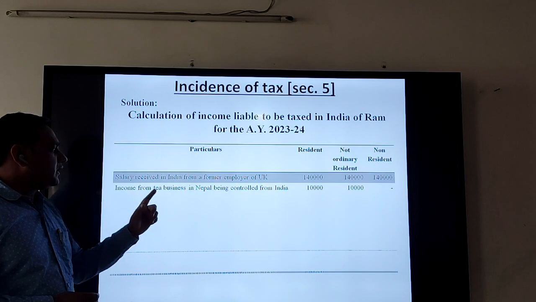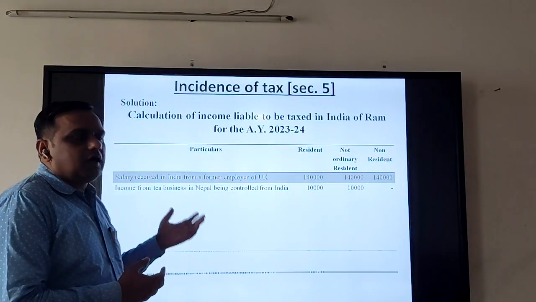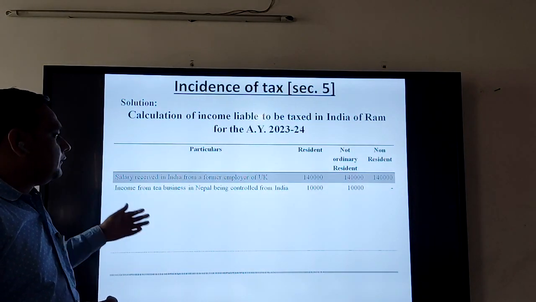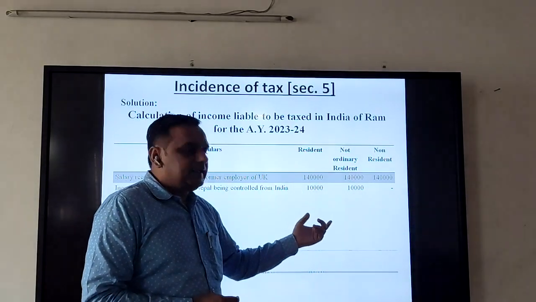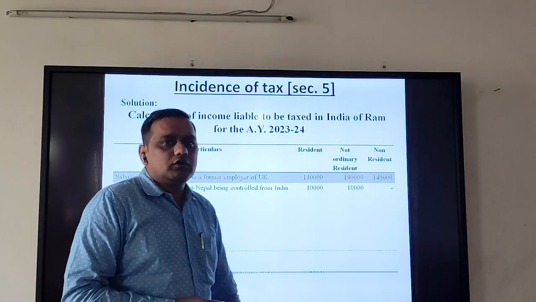Second is income from a tea business in Nepal being controlled from India. That is the first part of foreign income, that is business controlled from India. So it is taxable for residents and not ordinary resident, whereas it is not taxable for non-residents.